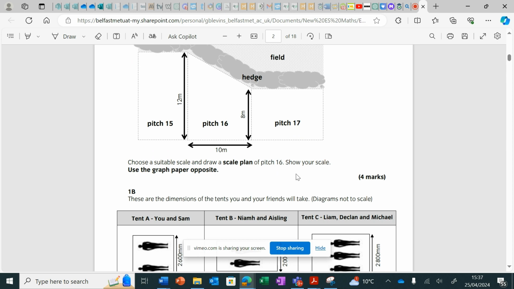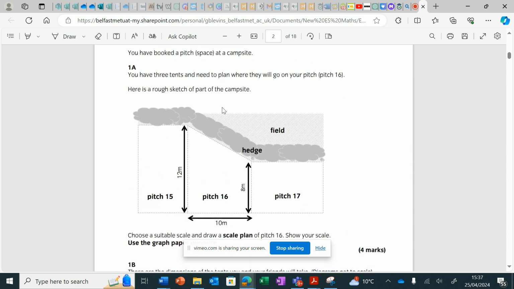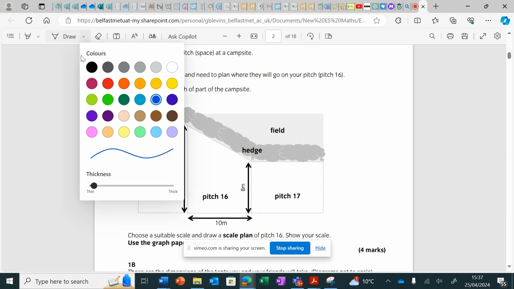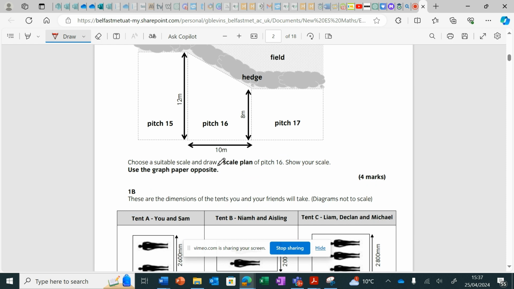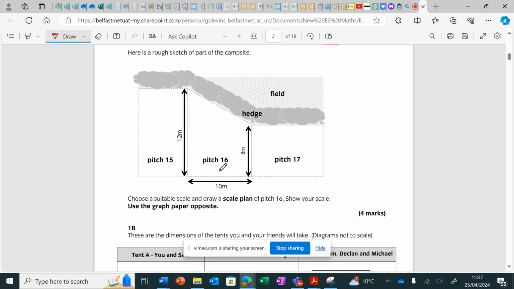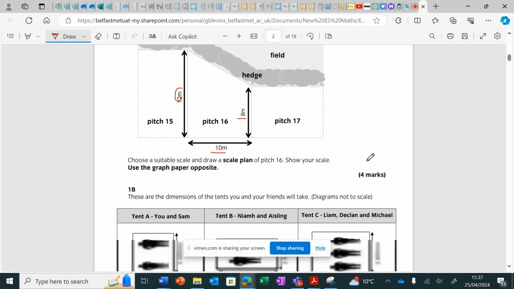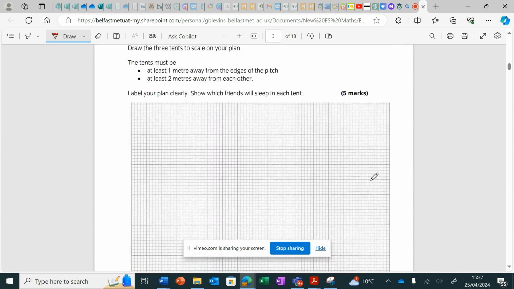It's 8 marks. It says here's a rough sketch of a campsite. They're interested in pitch 16, which is here. Choose a suitable scale and draw a scale plan of pitch 16. Show your scale using the graph paper opposite. So we've got to put these measurements, 12 meters, 10 meters, and 8 meters onto paper. We've got to use our own scale.